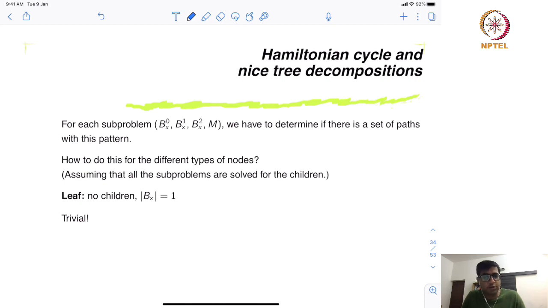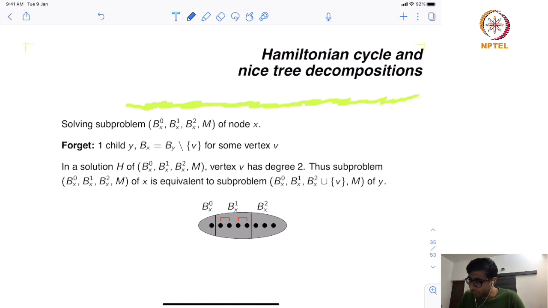How will we do this for different types of nodes, assuming that all the subproblems are solved for its children? Again, we will see what we can do in an introduced node, what we can do in a forget node, and so on and so forth. With no children, Bx equal to 1 is trivial, it's a single vertex, so you can fill up everything. Now look at a forget node. This is slightly easier.